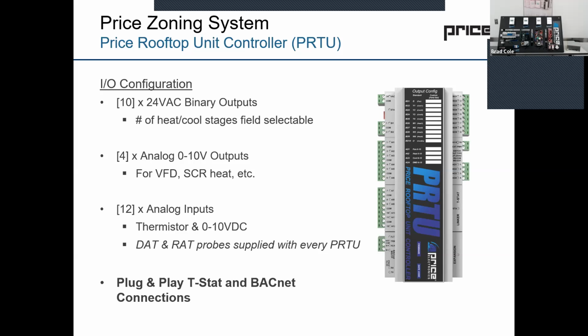12 analog inputs, so there's a ton of inputs on this guy. Six thermistor and 6 voltage. We do give you 2 probes in the box that comes with this, known as the DAT or the RAT, so like the discharge and the return air temp probes that need to get wired into the 2 analogs that are shown in the manual.